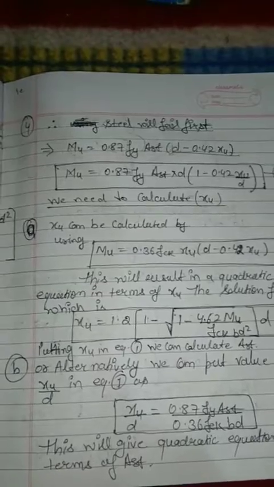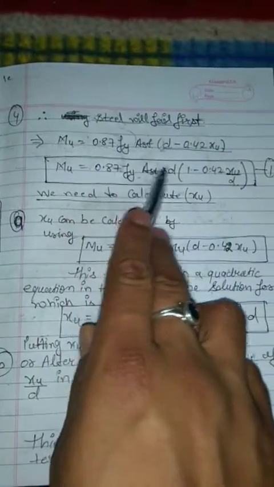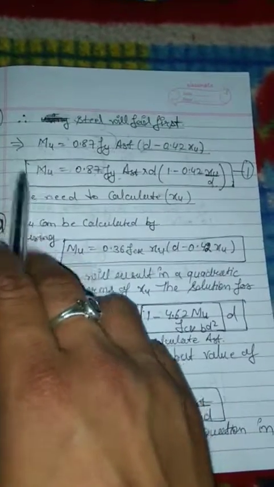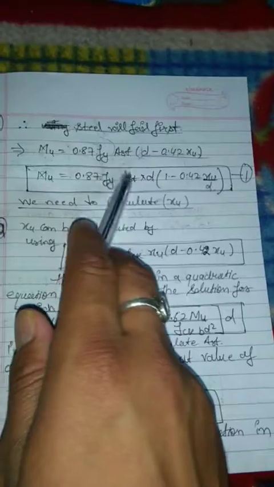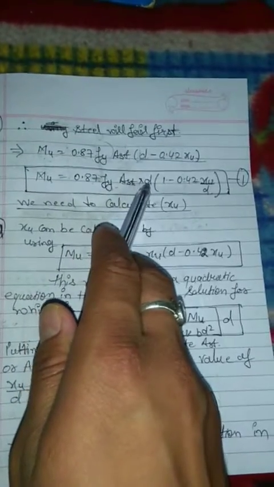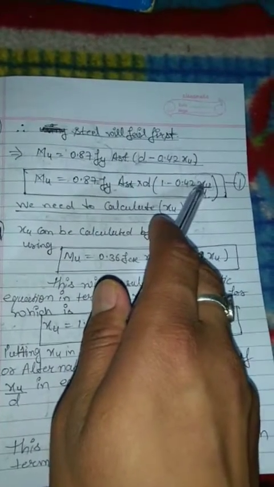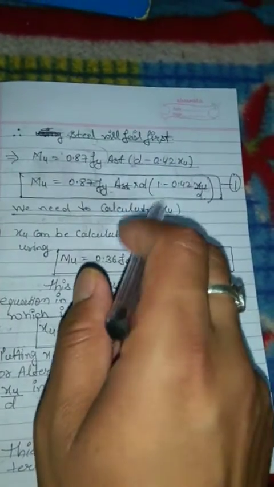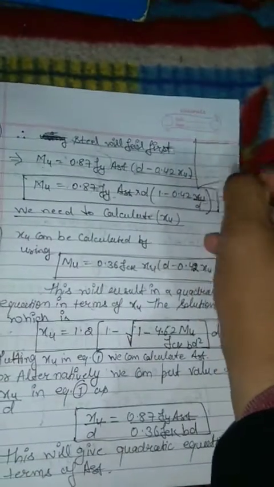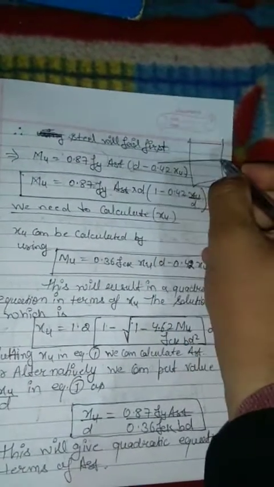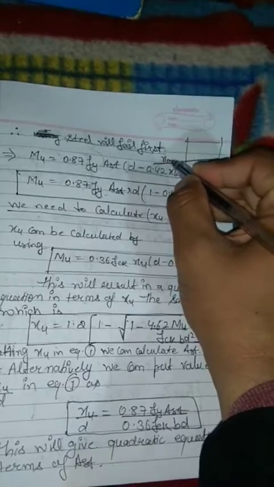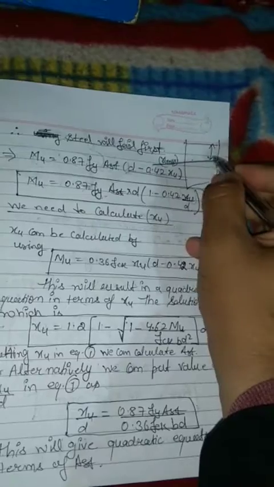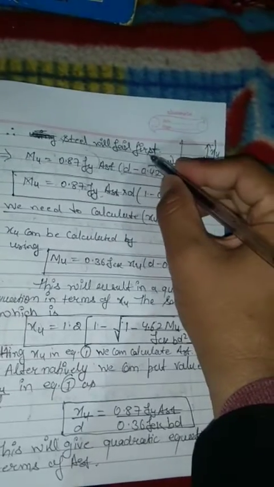So Mu is equal to 0.87 fy Ast d (1 minus 0.42 xu over d). We are provided with Mu, we have fy, we need to calculate Ast, and we have d, but we don't have xu. What is xu? xu is the depth of the neutral axis. We need to calculate that first. Since this is an under reinforced section, if this is your xu max, then our xu will be less than this for this section.